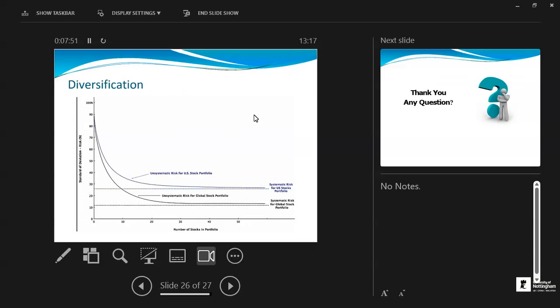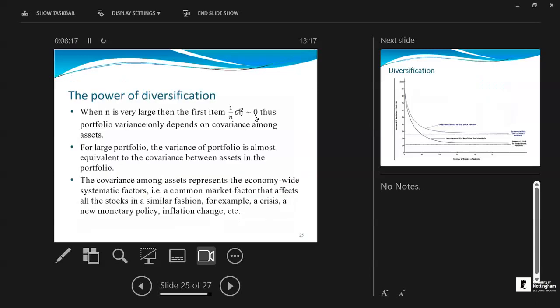I showed you this slide earlier as well. This is an example of international diversification. This blue line represents the risk reduction when you only invest in U.S. securities, but as you diversify internationally, you can see you have greater benefits of diversification, and your risk goes down further. So, the benefits of diversification.